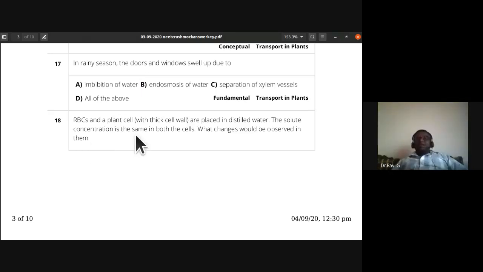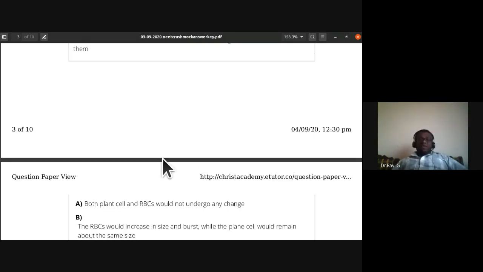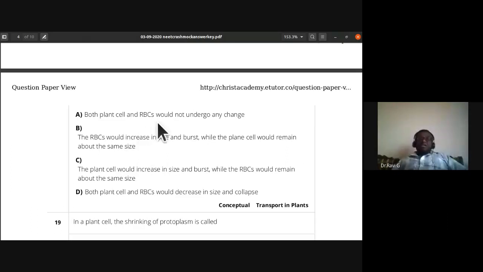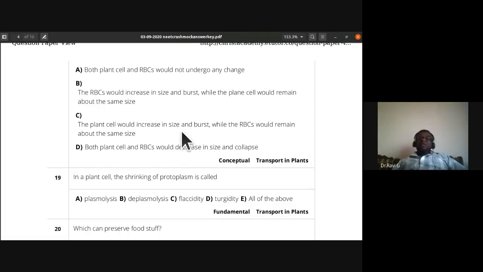So the RBCs and the plant cell with thick cell wall are placed in distilled water. Distilled water means it is pure water without any solute. The solute concentration is same in both the cells. What changes would be observed in them? A, both plant cells and RBCs would not undergo any change. B, the RBCs would increase in size and burst, while the plant cell would remain about the same size. C, the plant cell would increase in size and burst, while the RBCs would remain about the same size.